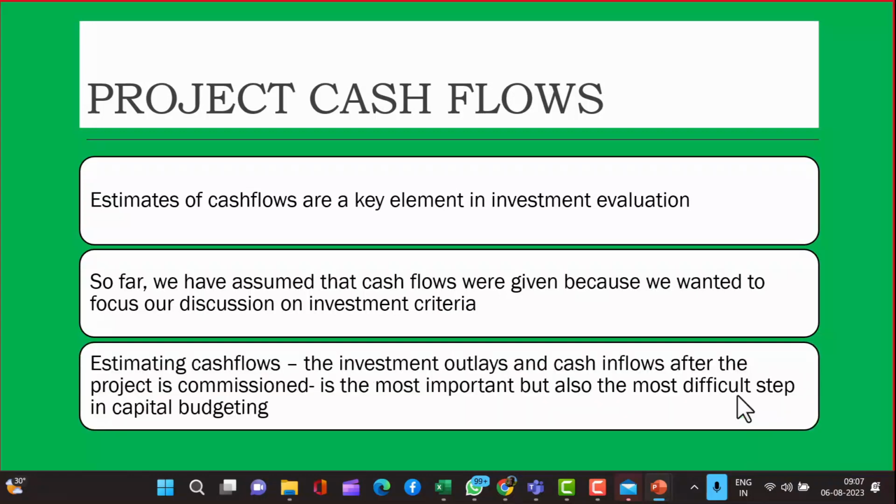Read further. Estimating cash flows. The investment outlays and cash inflows after the project is commissioned is the most important but also the most difficult step in capital budgeting. So basically, it involves estimating cash inflows. We have to calculate how much will be the cash outflow when you start a project. You have to spend some money on equipment, machines, buying an office or a building or a factory. All that will involve a lot of money outflow.